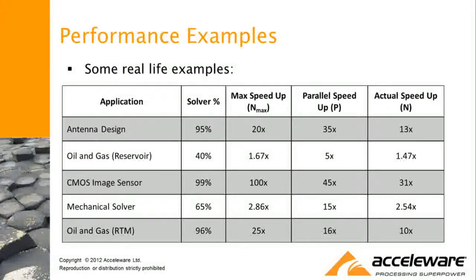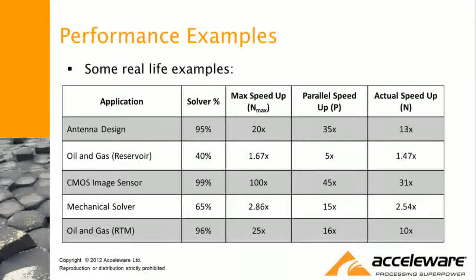Now, we were actually able in the parallelism to get 35x or so, which means that the actual speed up is about 13 times. The reservoir simulation that we were looking at one point had a ton of setup, and the solver only occupied 40%. Now, you can see that the multipliers can't be any better than that. We did a good job. We had to work hard. We got our 5x, and we ended up with 1.47x.